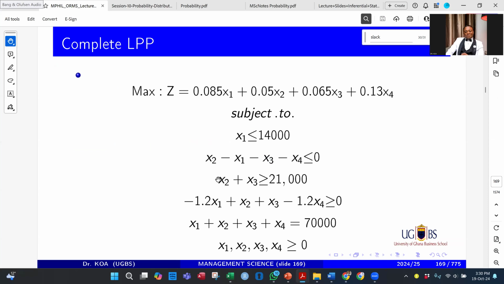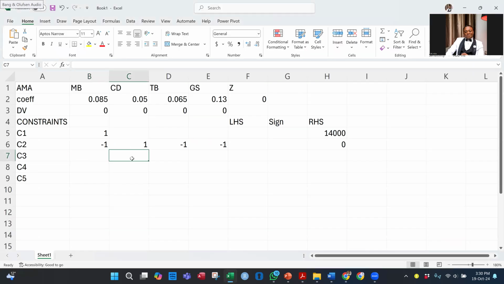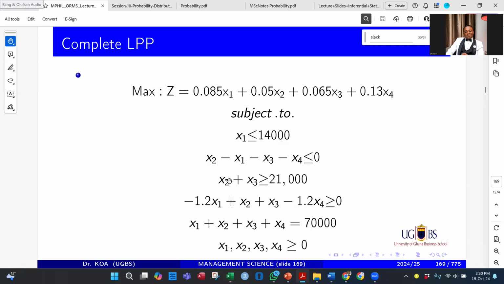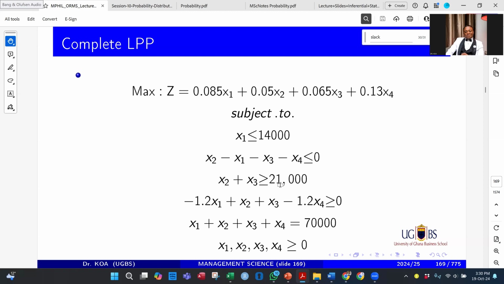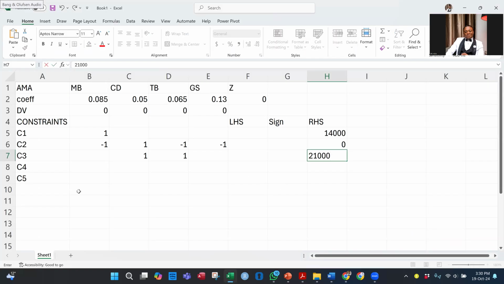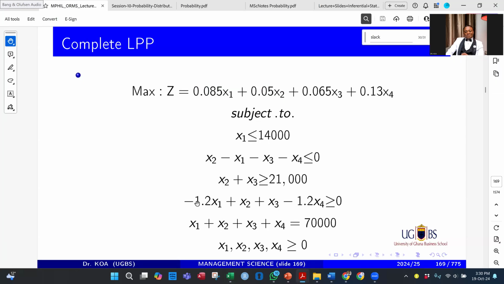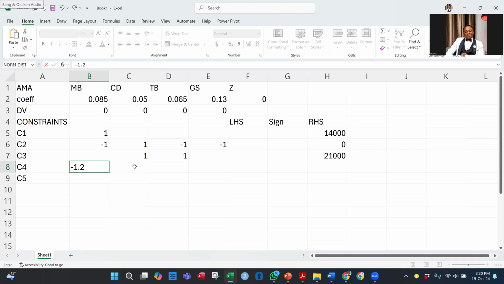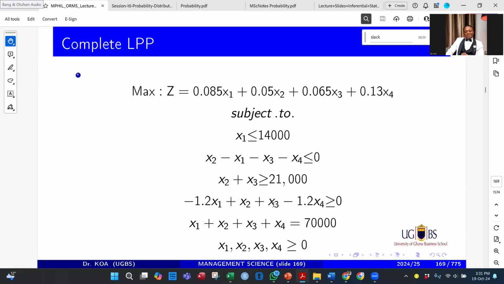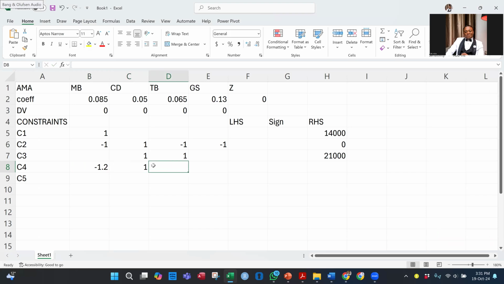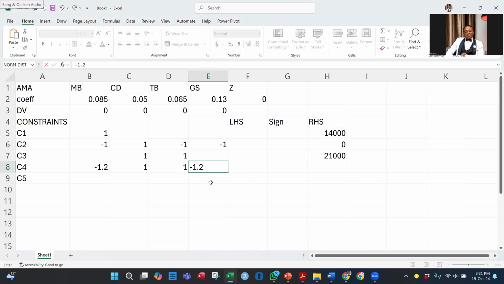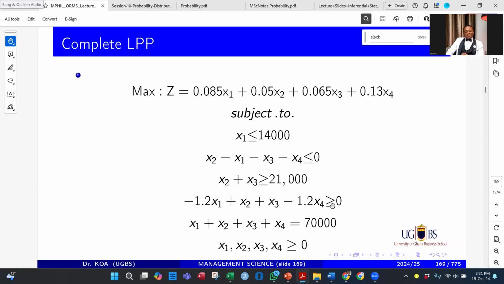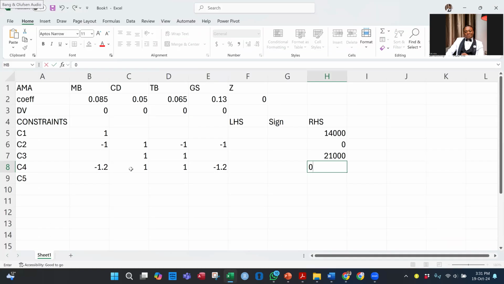Constraint 3, there is no x1, but there is x2 and x3. So you leave x1, go to x2 and x3. When you check, there's only 1, 1 in front of them. So x2 is 1, x3 is 1. There's no x4. What about the right-hand side? It's 21,000. So you type 21,000. Go to constraint 4. Constraint 4, x1 is -1.2. So you type it there, -1.2. x2 is 1. x3 is 1. So you type it there. And then the x4 is -1.2. So you type -1.2. You are formulating now. Then the right-hand side is 0. So you type 0. You go to the last constraint.